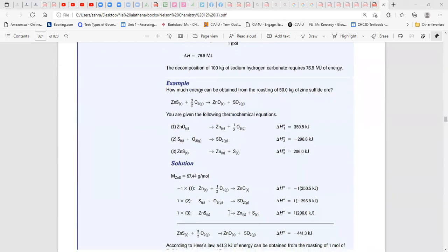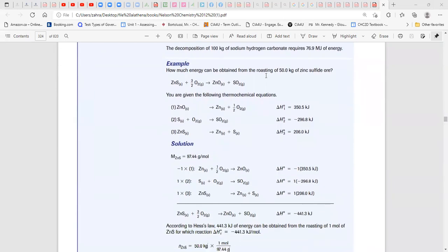Here is another example. How much energy can be obtained from roasting 50 kilograms of zinc sulfide ores? First, this is the target. We need to find the enthalpy of that using Hess's law. So looking at ZnS, it is here on the right side. I don't need to do anything to fix it. That's just multiplied by 1, meaning we don't need to do anything to that.